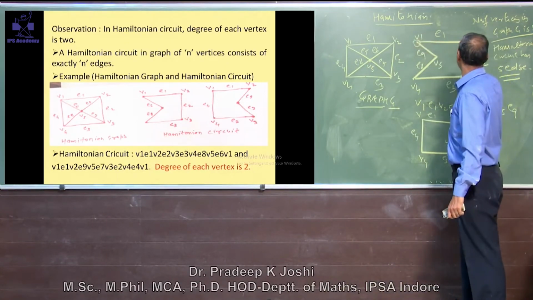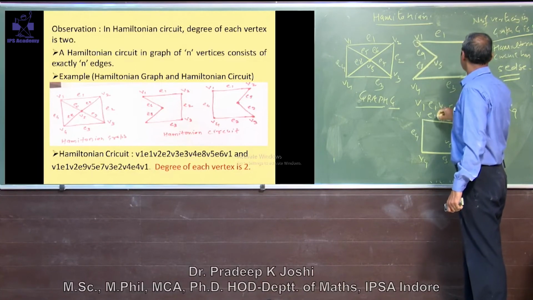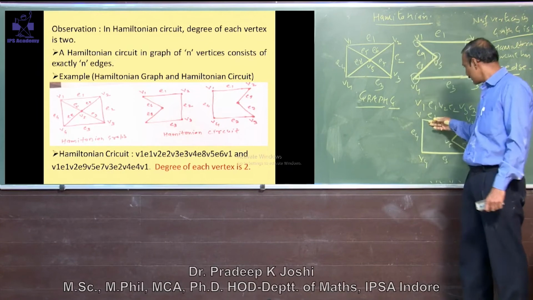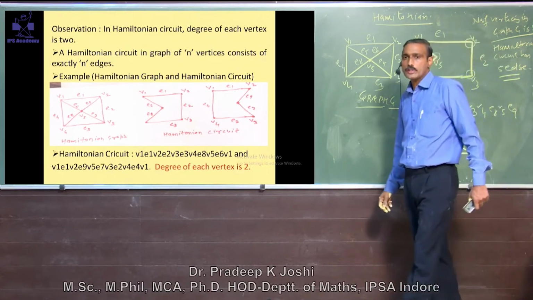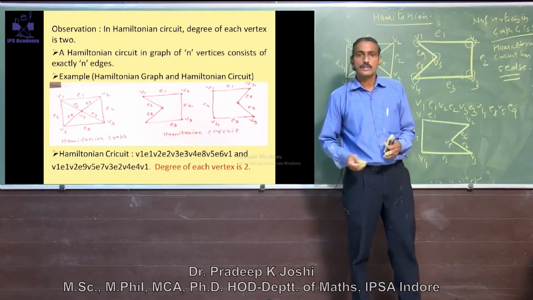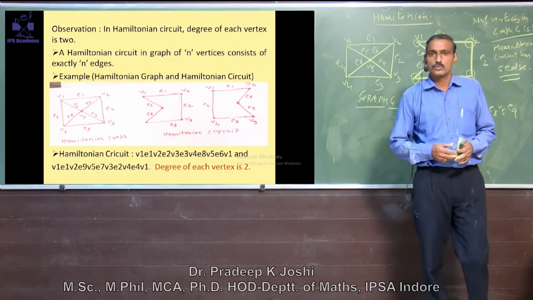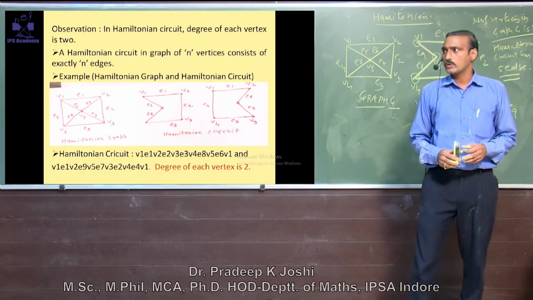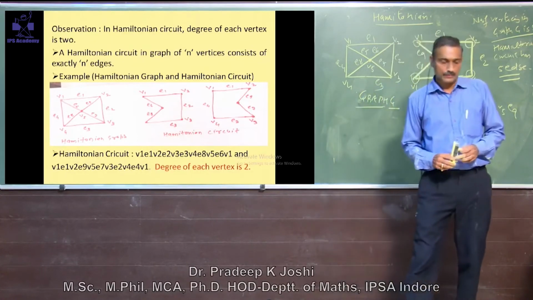The degree of V1 is 2, degree of V2 is 2, degree of V3 is 2, degree of V4 is 2, degree of V5 is 2 here. Similarly for this example, Hamiltonian circuit, we have all vertices having degree 2. So this is the Hamiltonian graph. Okay, now we have discussed Hamiltonian graph and Euler graph.